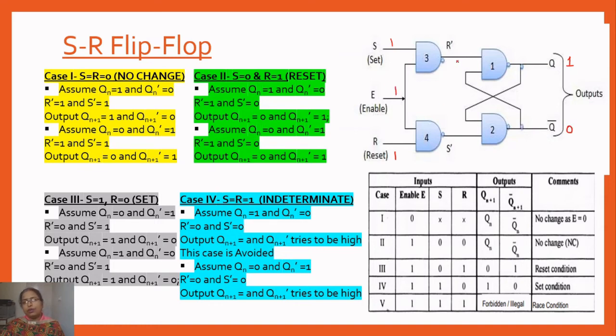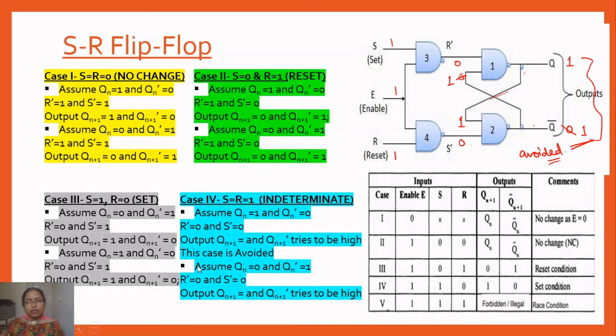So this is 1 1 1 0 1 1 1 0. This one is coming here 1. This 0 is coming here 0. 0 0 1 1 1 1 is here, 1 0 0, so it has to be 1. See, both of these are going to be 1 1 0 0 and both of these are going to be 1. That is not at all allowed. So this case is avoided in case of SR flip-flop.